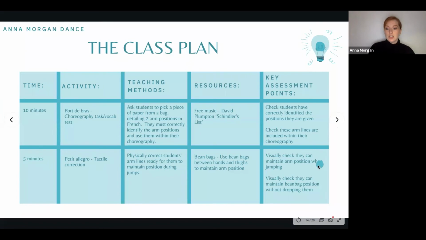And I'm going to visually check that they can maintain the arm position when jumping and that they can keep the bean bag there without dropping it. So I know that if they've dropped it or their arms are going floppy and going everywhere, they haven't achieved the objective that I wanted. And then at that point, I'd probably maybe not move on to the next thing until I go back, find maybe a different angle, a different approach, and see if I can really hit that objective.